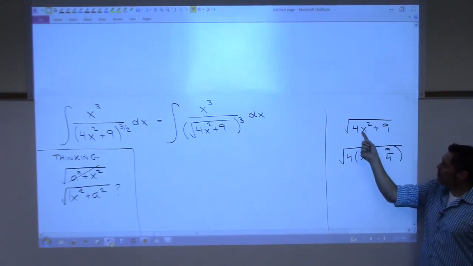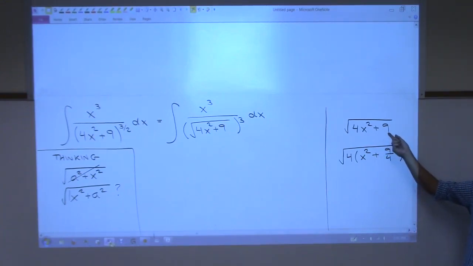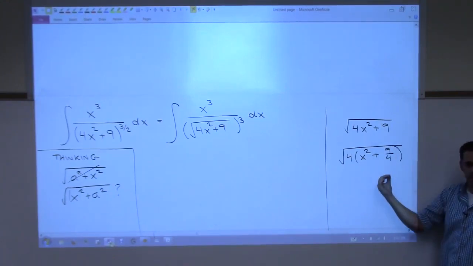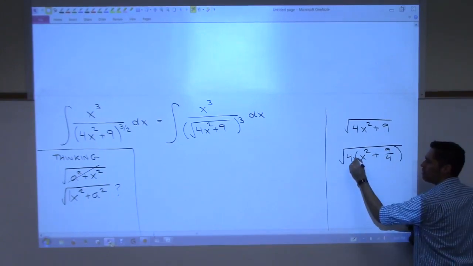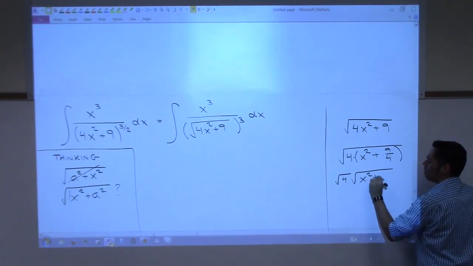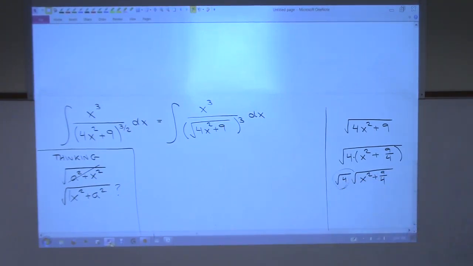If I pull a 4 out of this, it's gone. If I pull a 4 out of a 9, I can't really, unless I divide it by 4 at the same time. So if I distribute this back through, do you believe we'd be back at there? That's what we do. Now, because this is multiplication, you can go square root of 4 times square root of x squared plus 9 fourths, and the square root of 4, of course, is just a 2, right?